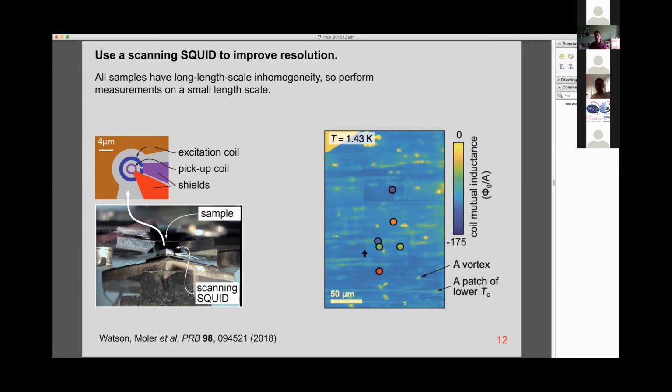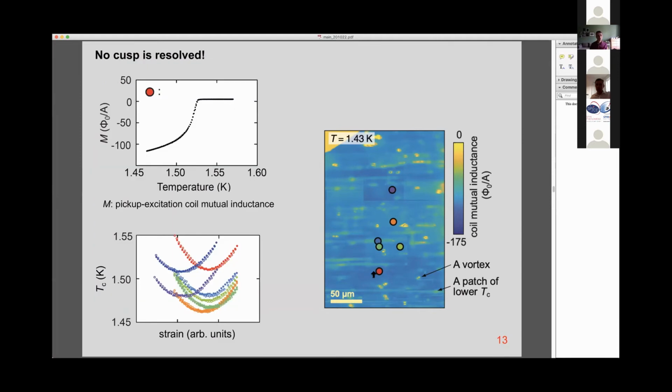But what they can do with the scanning SQUID is park it in locations away from these streaks, where the superconductivity looks homogeneous, and measure Tc right there. And this is what typical data look like. This is the mutual inductance between those coils versus temperature. Here is Tc. They have millikelvin resolution on Tc. So now they measure Tc versus applied strain. The different colors here correspond to the different color points in this large area scan. And at each point, they see a quadratic dependence of Tc on strain. So once again, they did not see a cusp in Tc versus strain.